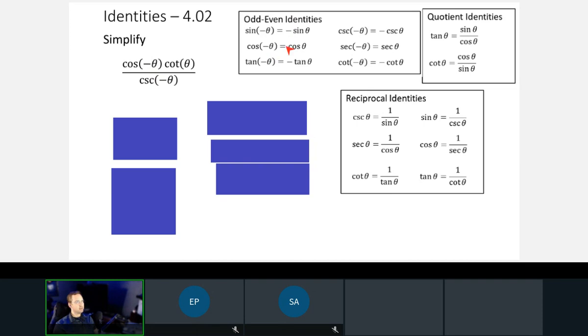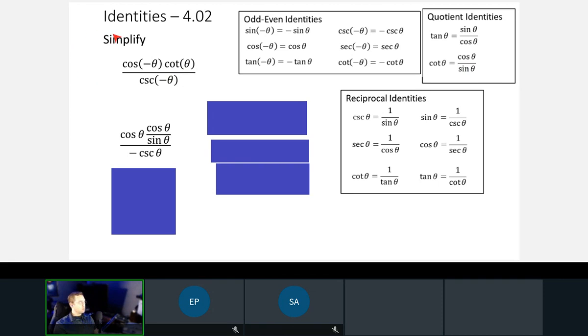Cosine of negative theta just becomes cosine theta. Cosecant of negative theta, well, that's right here. That becomes negative cosecant of theta. And then in the same step, we can also change, let's just go ahead and change these first. I don't think I did more than that in one step. Oh, I did. Also in the same step, and we could have saved this, cotangent, we would use not the reciprocal, we use the quotient identity. Cotangent becomes cosine over sine.